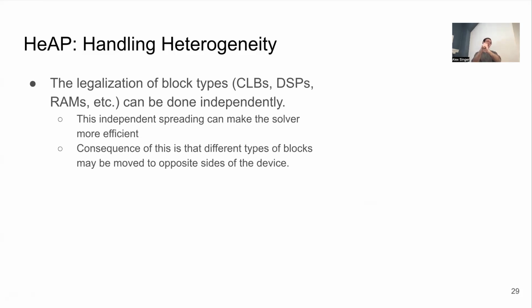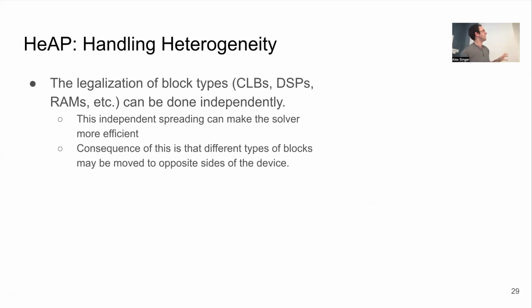Let's say the DSPs are on the left and the RAMs are on the right. When I do my legalization, they're going to get ripped apart because the legalizer has no understanding that these two want to be connected together. What happens now is that the solver has to do more work to figure out, okay, these are moving farther and farther apart. I need to start reassembling my global placement in a better way.